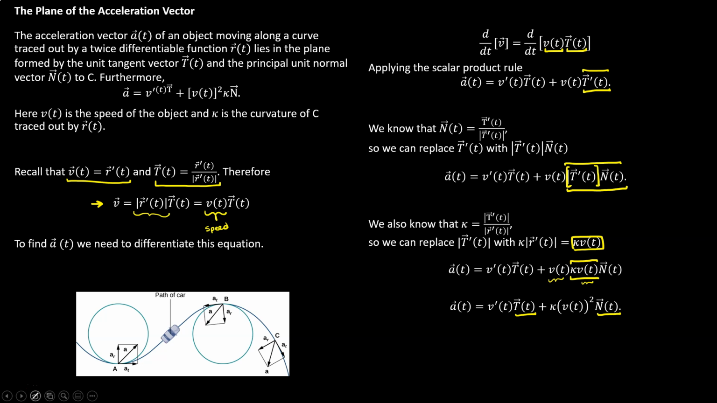Because this is something that we need to use to calculate acceleration in the moving frame, we've come up with ways to represent these coefficients. Notice that v prime of t, this is the first derivative of the speed function, that's a scalar. Also, kappa times v of t squared is another scalar. The unit tangent and the unit normal are the only two vectors in this vector equation. So we represent those two coefficients using a sub t, that's the tangential acceleration coefficient, and a sub n, that's the normal or radial acceleration coefficient.